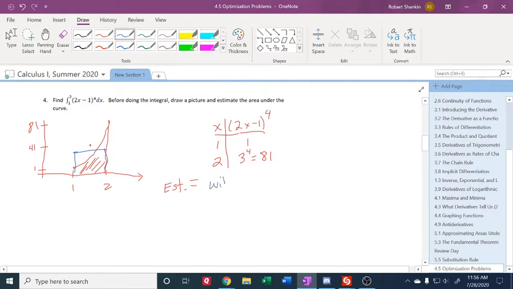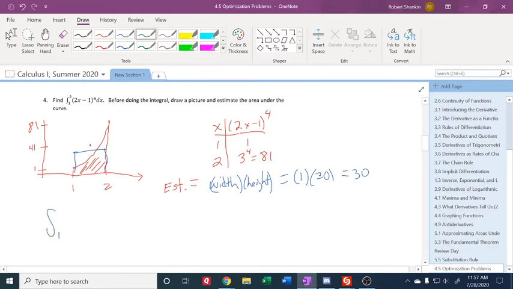Width times the height of the rectangle. And the width is 2 minus 1, and then the height, well, maybe it's 30 or something. If it was a straight line between the two, I'd go with the halfway point. But I can adjust it a little bit for that, so I'm going to say 30. My estimate will be 30. All right. Now let's actually do it.